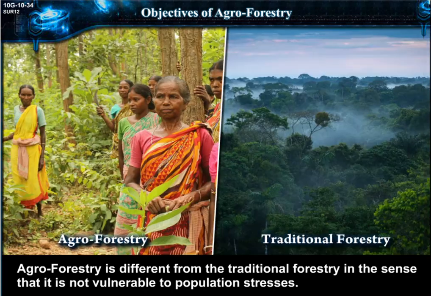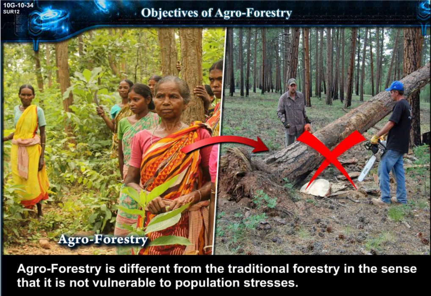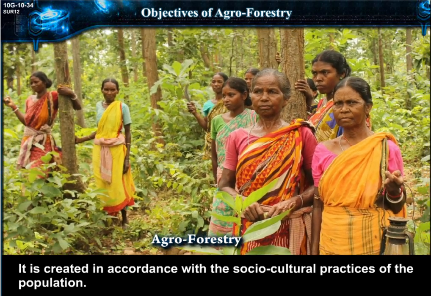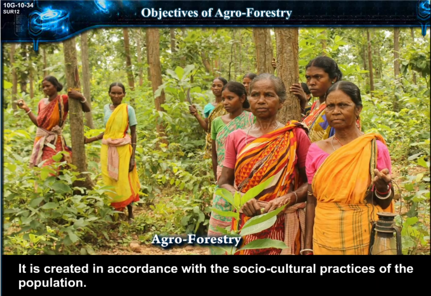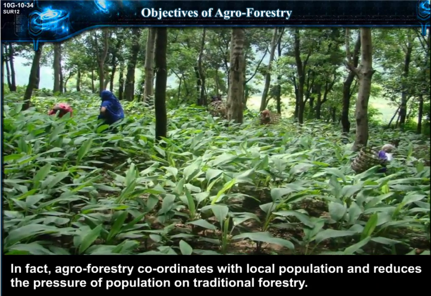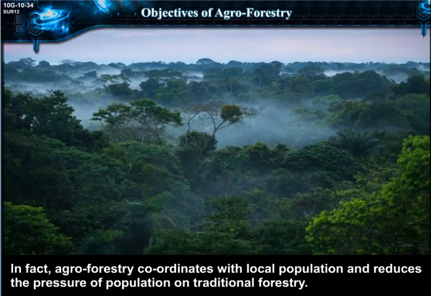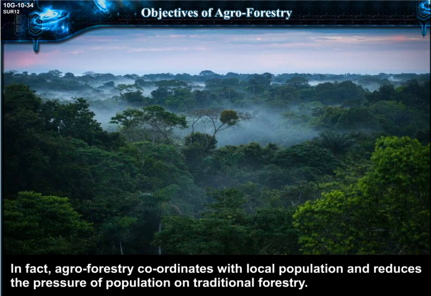Agroforestry is different from the traditional forestry in the sense that it is not vulnerable to population stresses. It is created in accordance with the socio-cultural practices of the population. In fact, agroforestry coordinates with local population and reduces the pressure of population on traditional forestry.